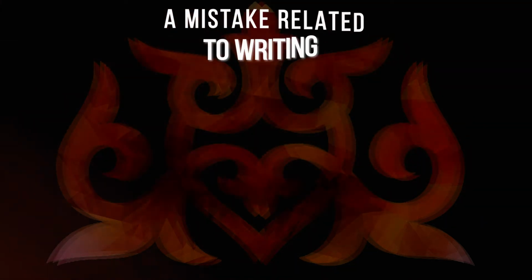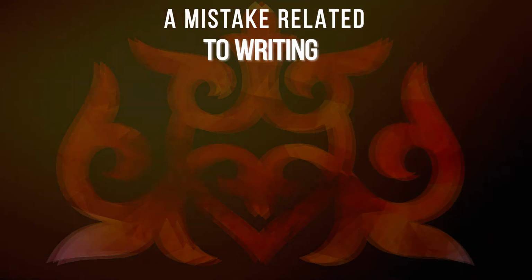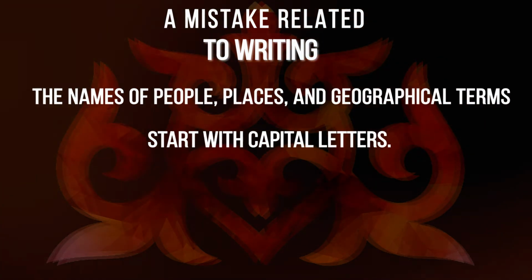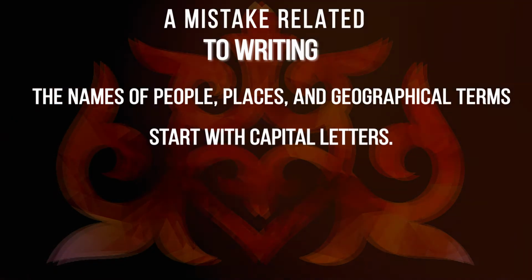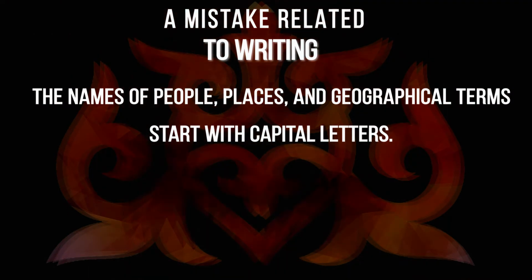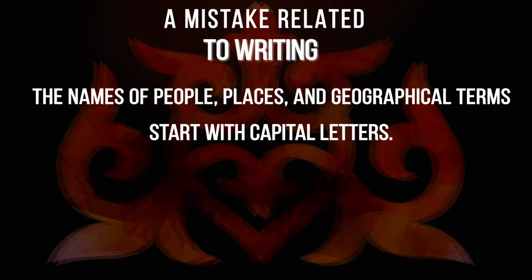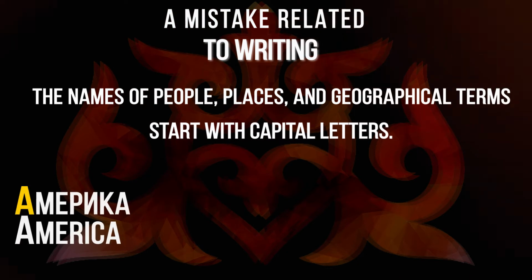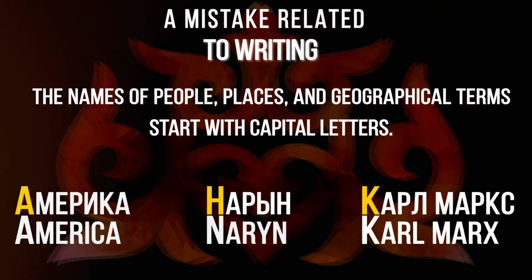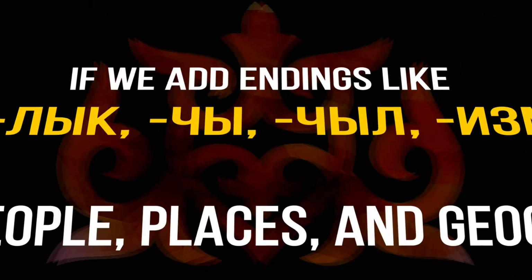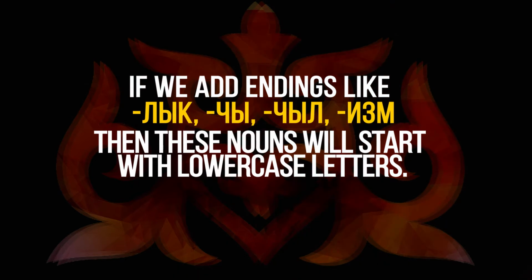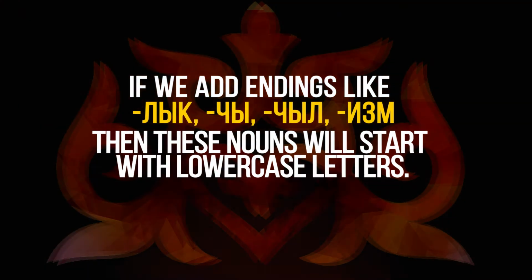First, a mistake related to writing. Many students confuse when they should use capital letters and lowercase letters, because the rules are slightly different in Kyrgyz and in English. Like in English, the names of people, places, and geographical terms start with capital letters. For example, America, Naren, Karl Marx. However, if we add endings like lık, çı, çıl, ism, then those nouns will start with lowercase letters.